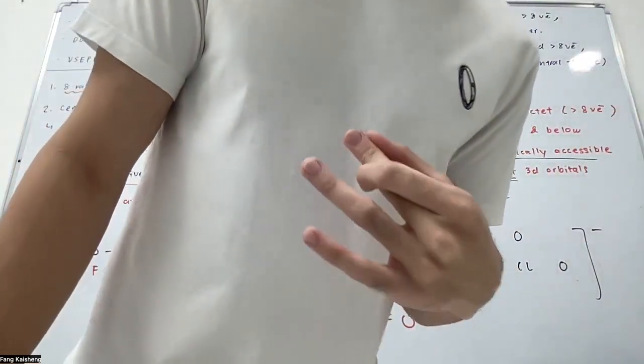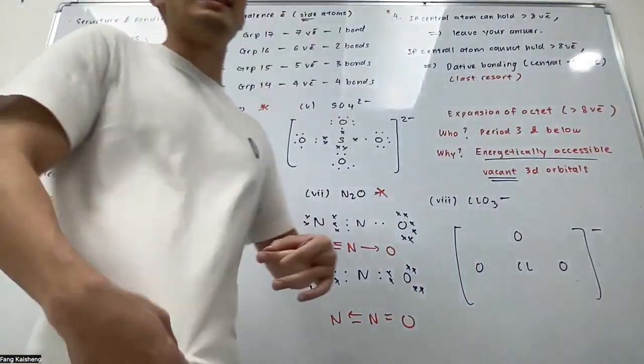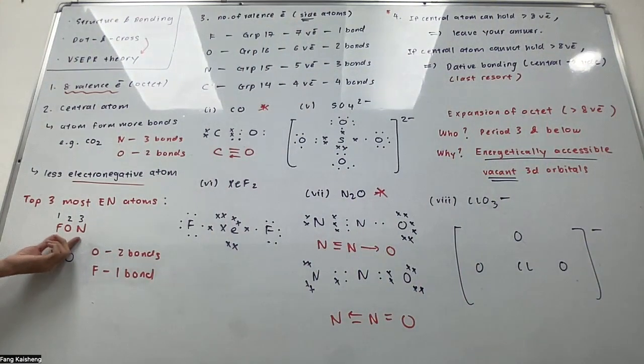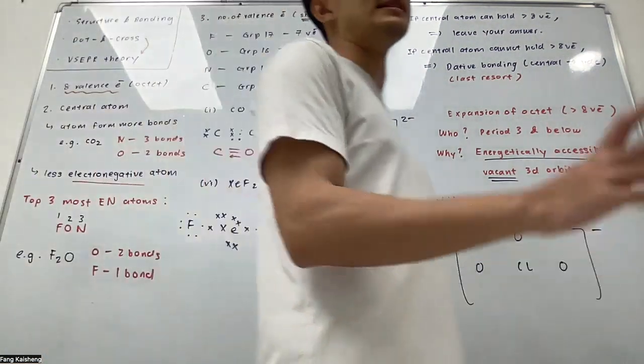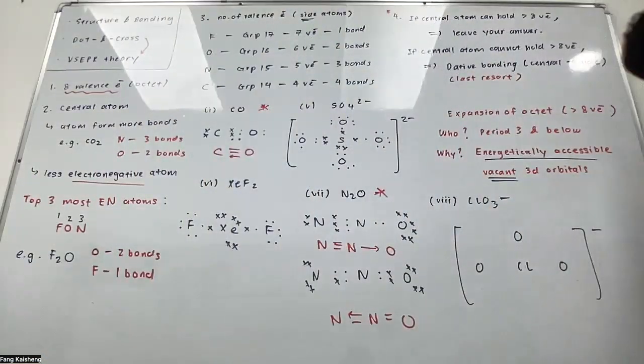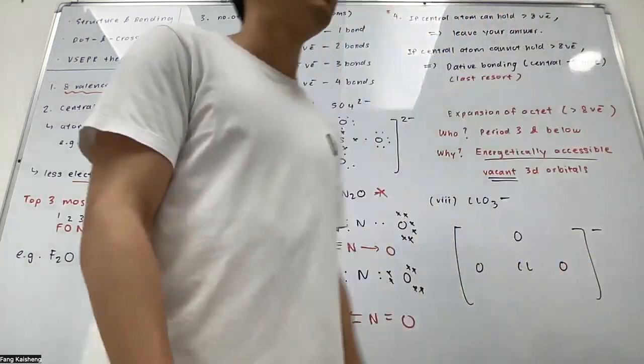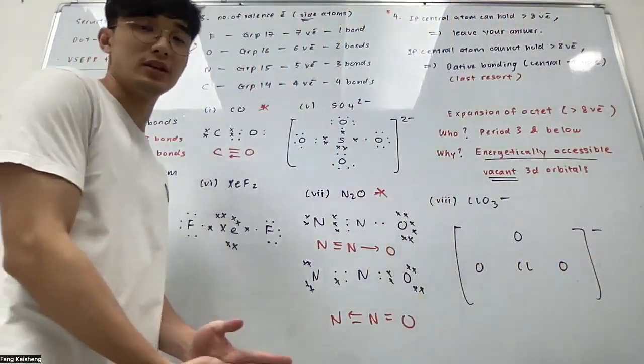Cl must be less, not oxygen. Because Cl is less electronegative than oxygen. I think the top 3 are FON. So definitely Cl is less. And Cl can expand the octet. Anything that can expand the octet, right, usually is in the center because it can take in as much as it can. Okay, I'll go through in another minute.